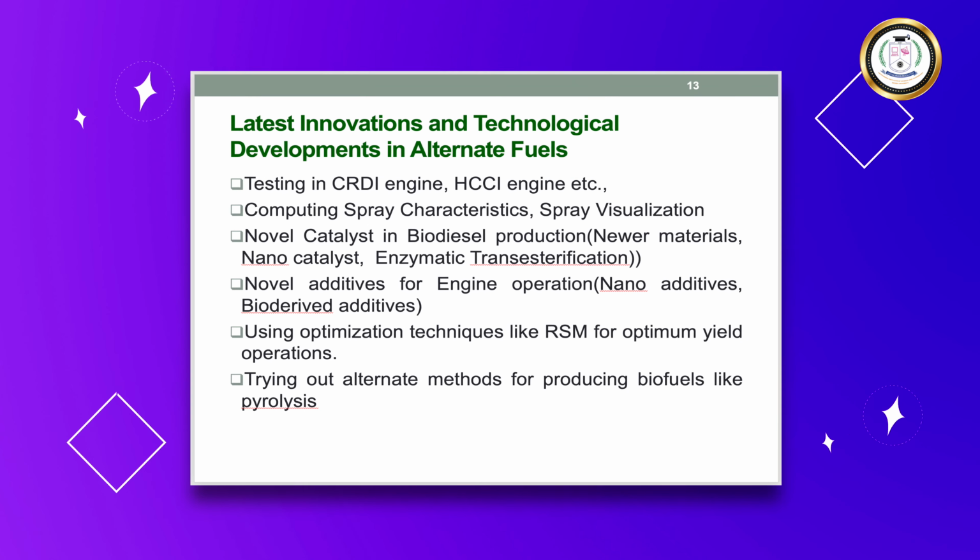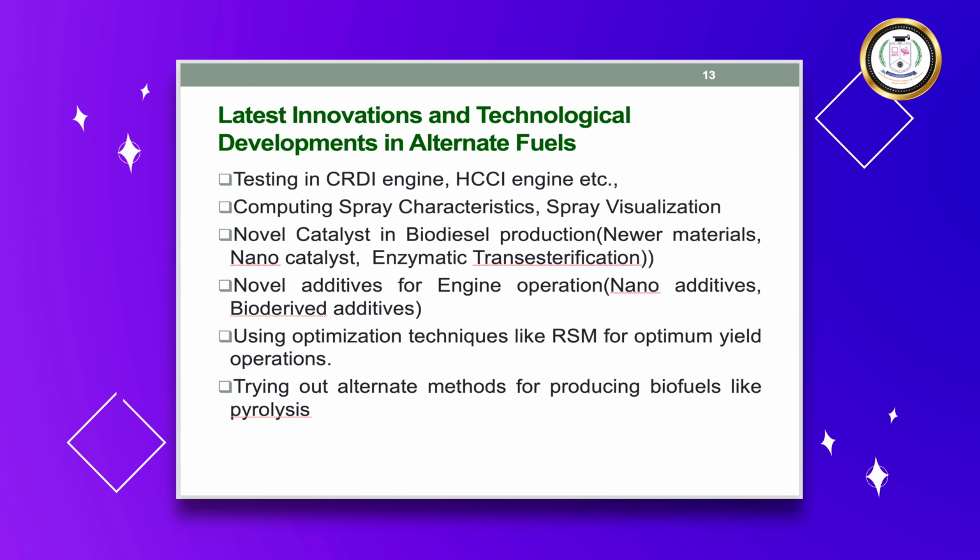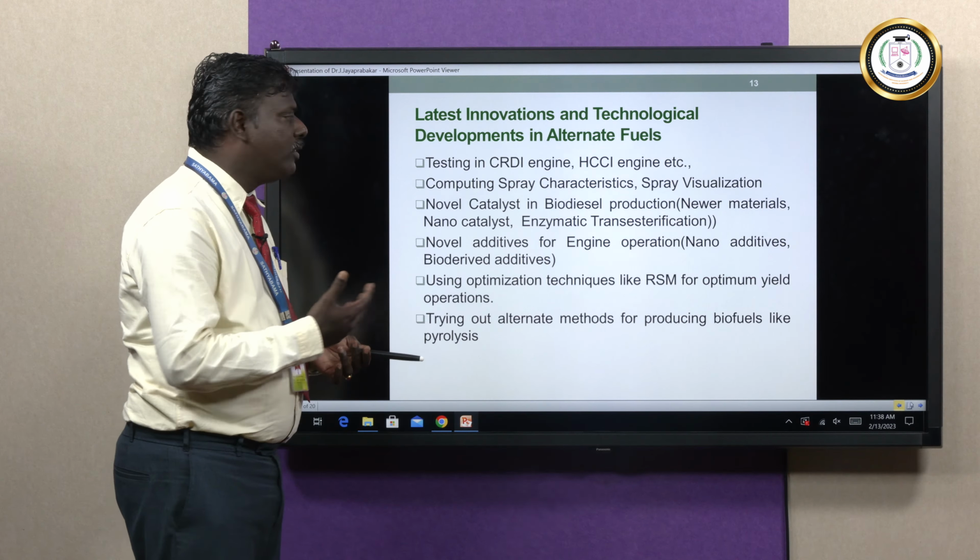Nano additives are materials which are blended directly with the fuel samples. Many kinds of nano additives are available: cerium oxide, aluminum oxide, iron oxide. We can go for optimizing the testing by using RSM and other optimization techniques.